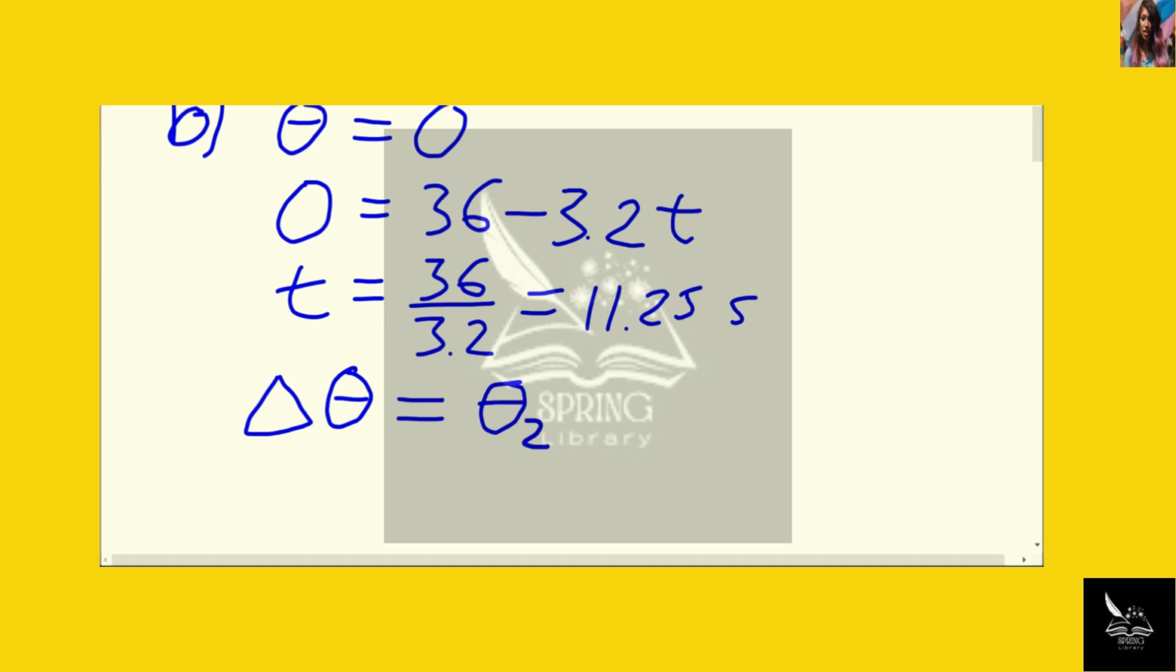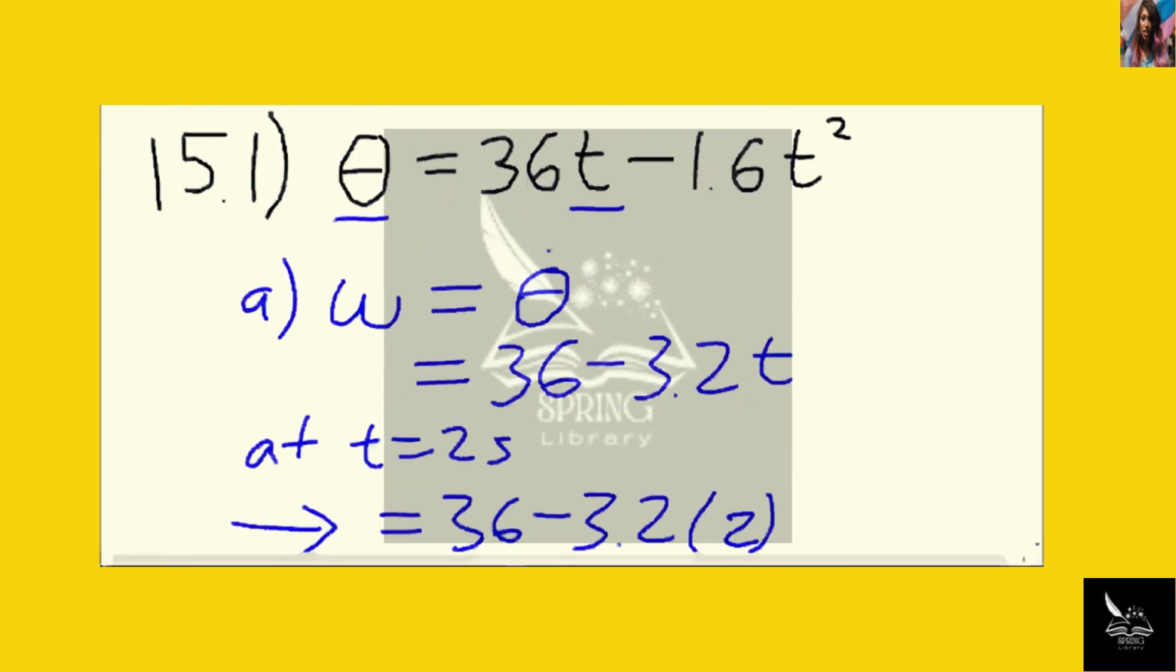So we'll let theta 2 represent the angular position of our drum at 11.25 seconds, and theta 1 represent the angular position at 0 seconds. So now let's go back to our original equation for theta and plug in these values for t to find our theta 2 and theta 1.